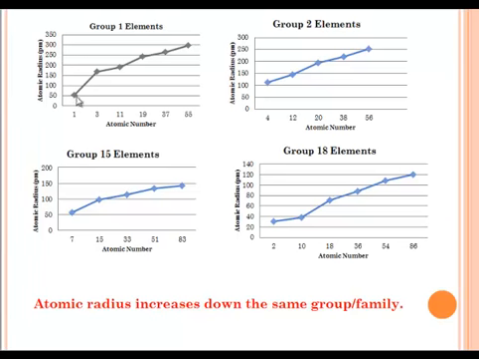As you move down group 1, from the top of the family to the bottom, the atomic radius increases, and this applies to all the groups. This is primarily due to effect number 1 dominating: the number of rings, the number of principal energy levels, increases.